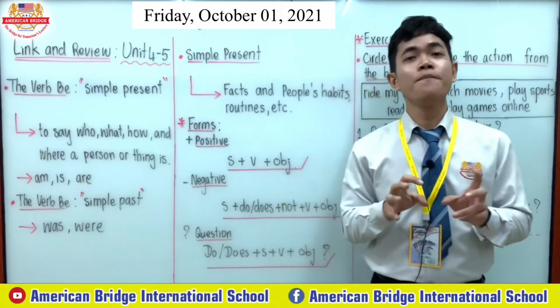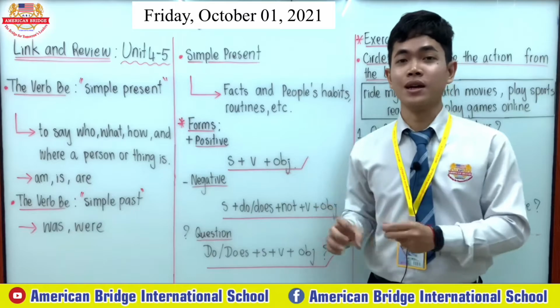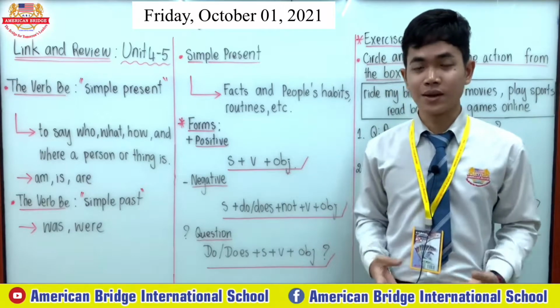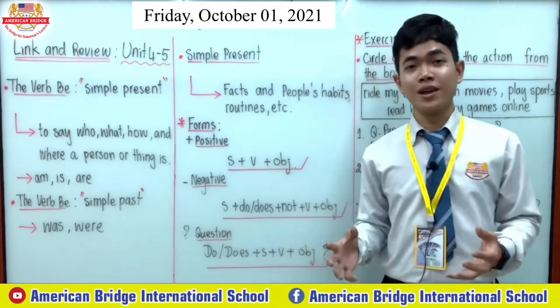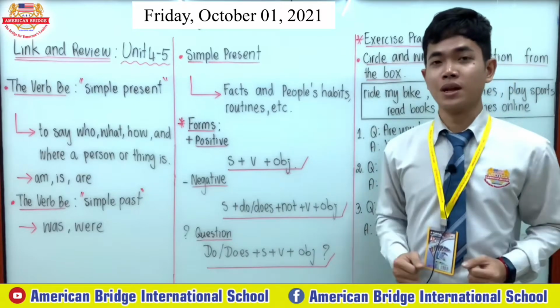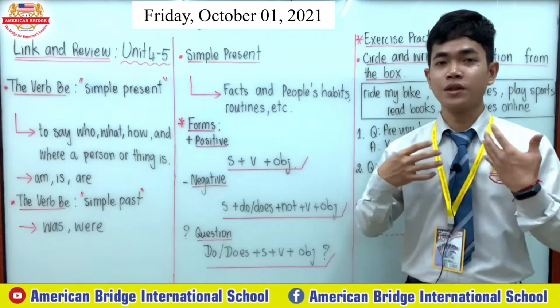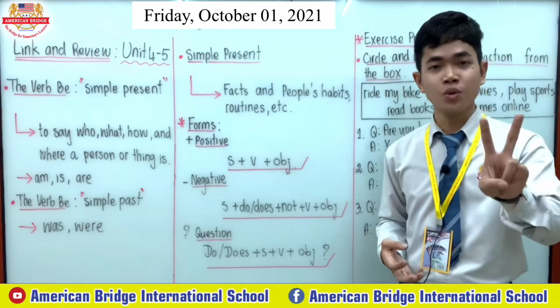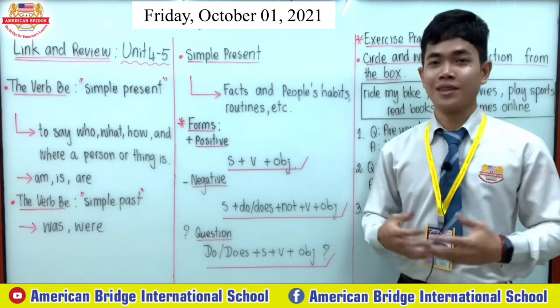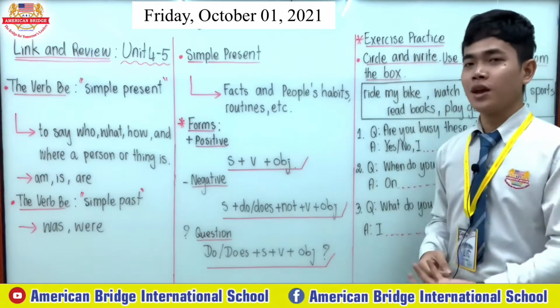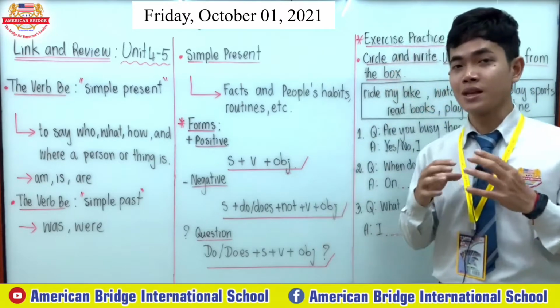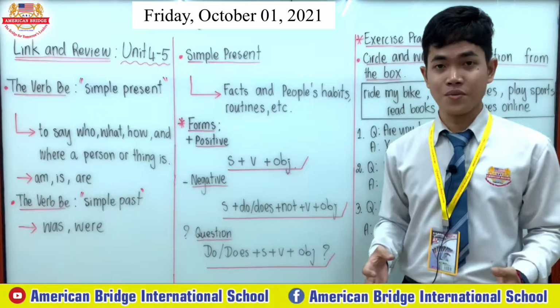So we have am, is, and are. Am, is, and are is the form of the simple present, okay? So this is the usage of our verb be in the simple present. But what about the simple past, everyone? For the simple past, the forms we have are only two, was and were. The usage of the verb be in the simple past is the same, right?